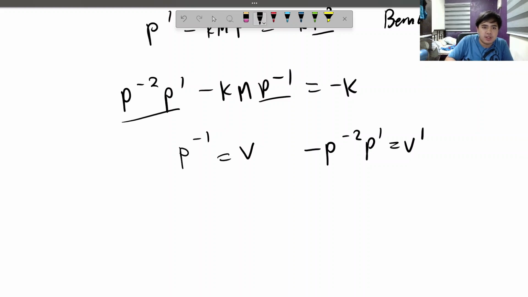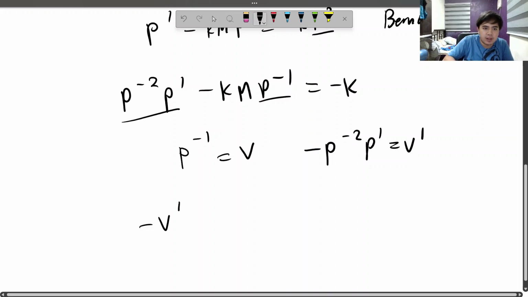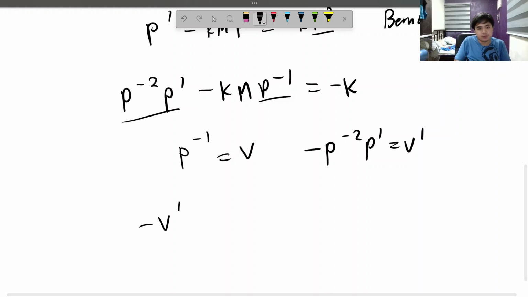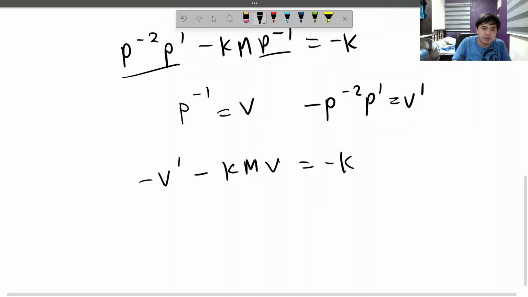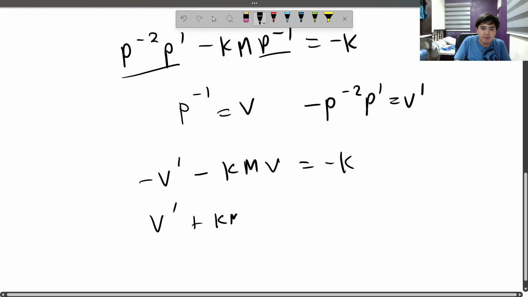So we replace this with negative v prime. Again, this is positive, so this is negative, so we just replace it with negative. Minus km, then v equals negative k. Let's multiply negative 1 to both sides to get rid of this coefficient. We get v prime plus kmv equals k.